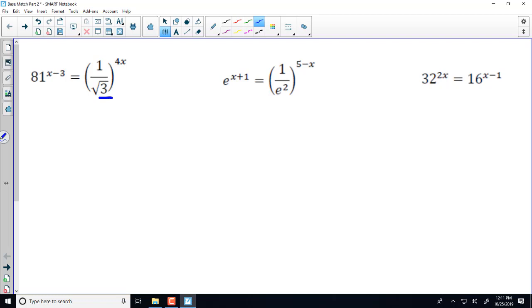stuck down here and an 81 right here. Now, my common base is going to be 3 on this one. So on the left-hand side, I want to rewrite 81 as 3 to a power. 81 can be rewritten as 3 to the 4th. So this left-hand side I'm going to rewrite as 3 to the 4th to the x minus 3 power.